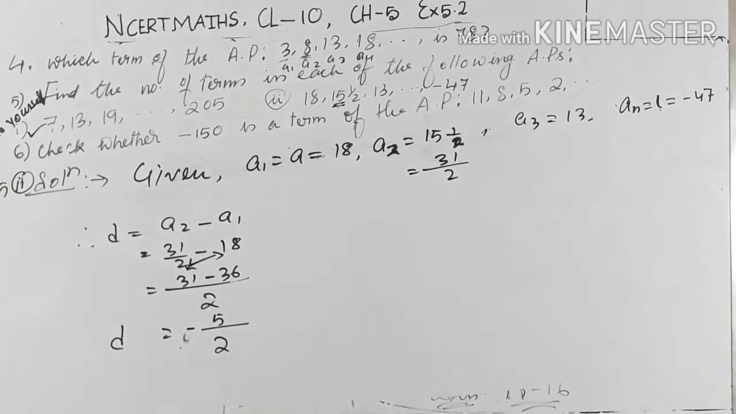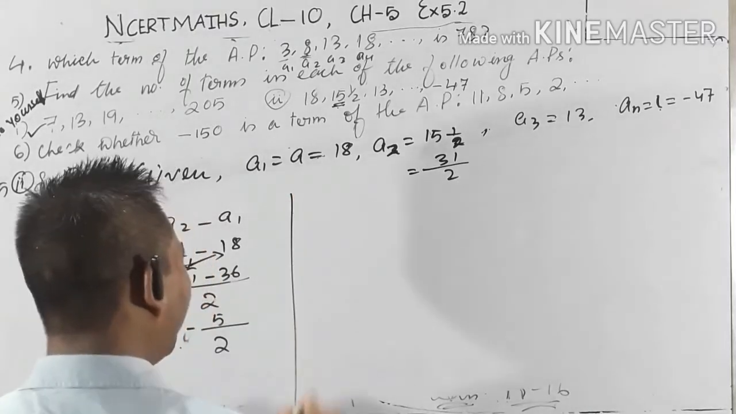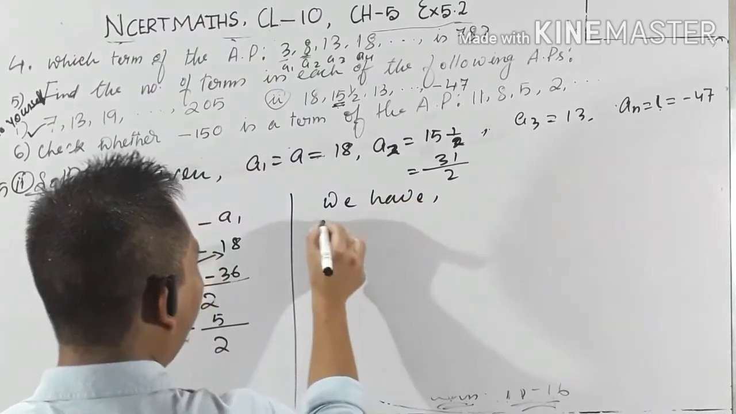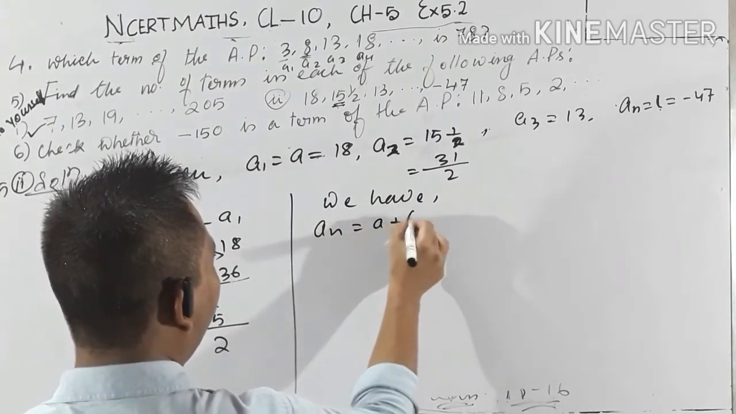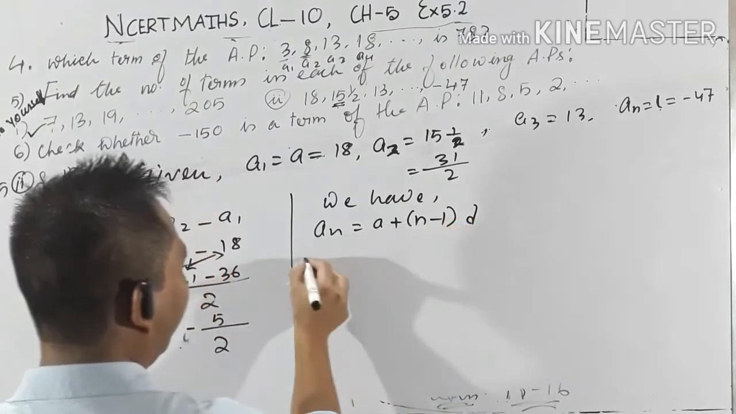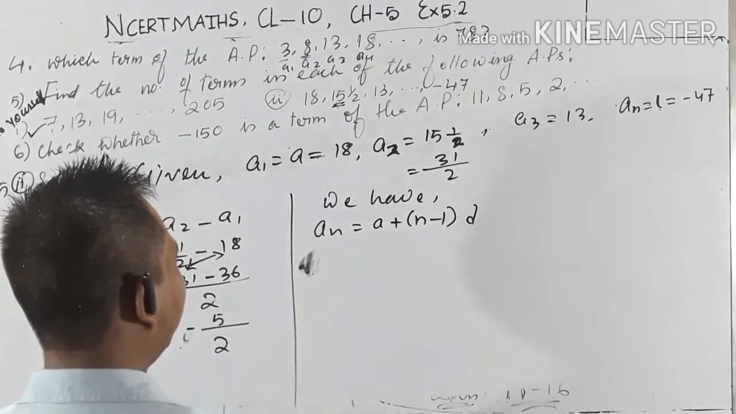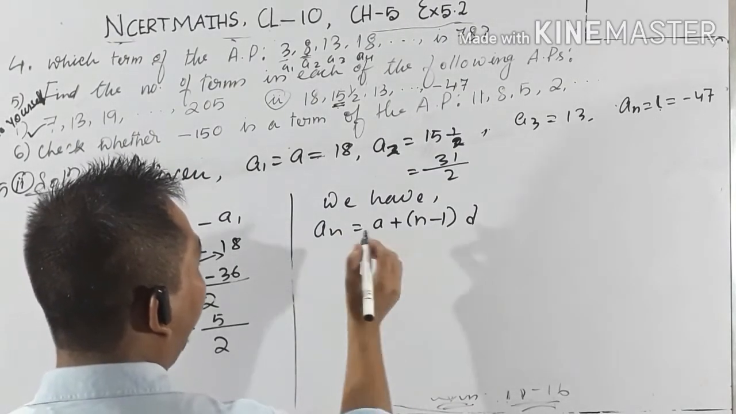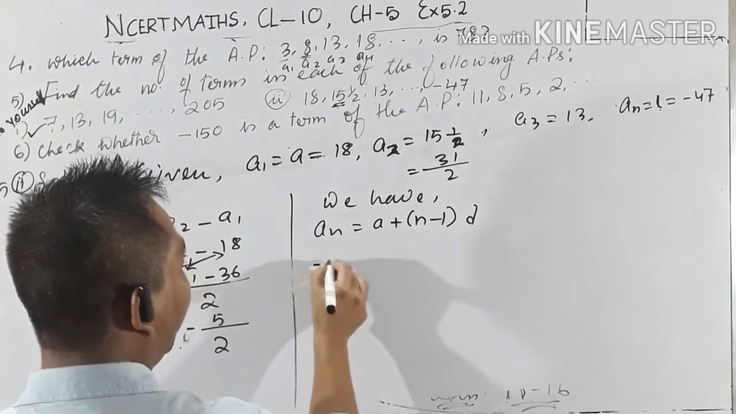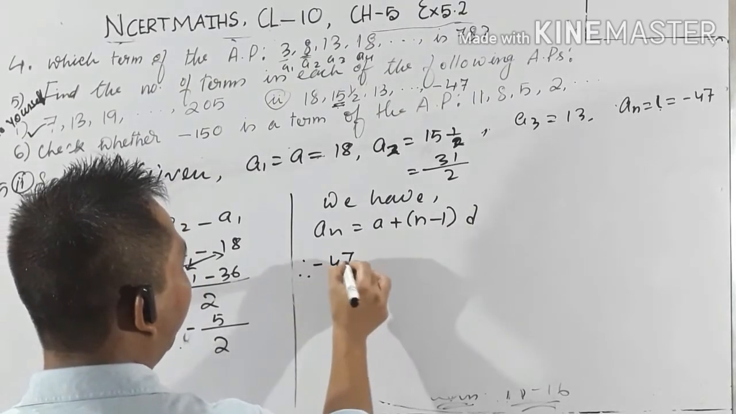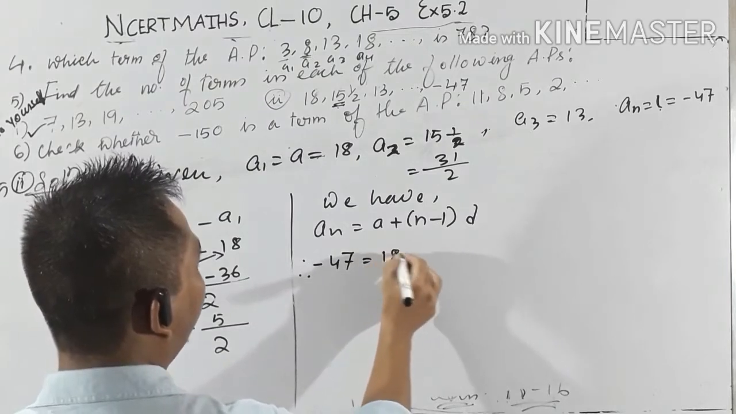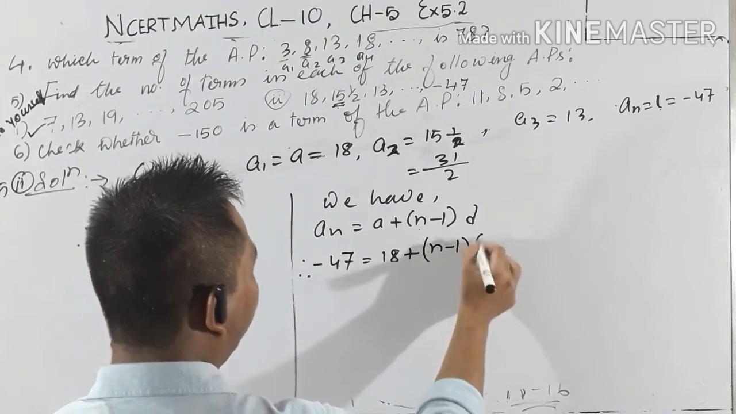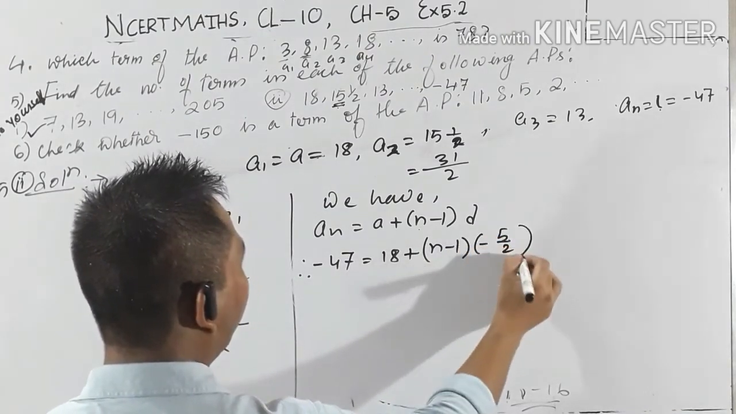Now what we can do? We have to apply the formula. What formula? The n-th term formula. Yes or no? We have an equals a plus n minus 1 times d, right? Therefore an, that is the last term, minus 47. Therefore minus 47 equals what? First term is given, 18, plus n is not given. We have to find n, right? So what is the common difference? It is minus of 5 by 2, right?